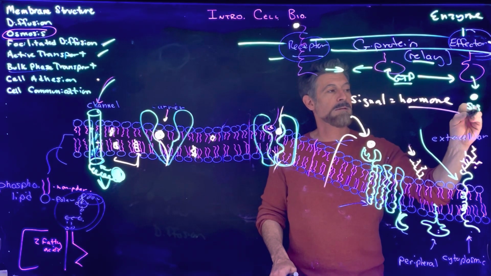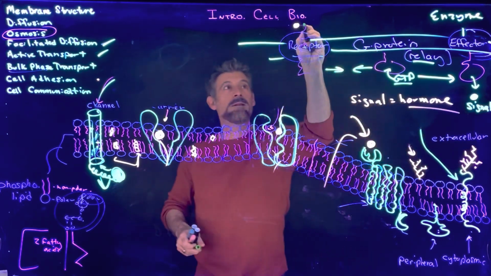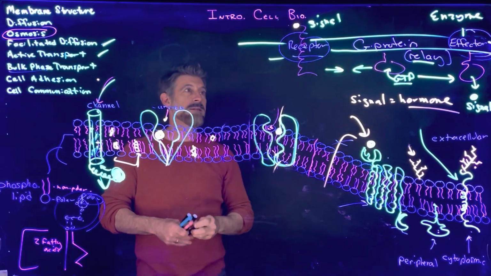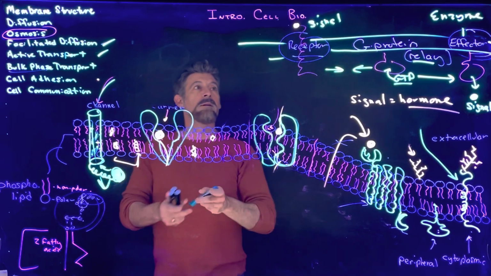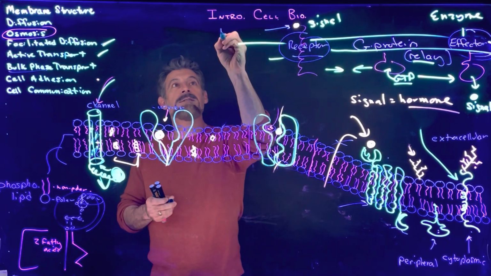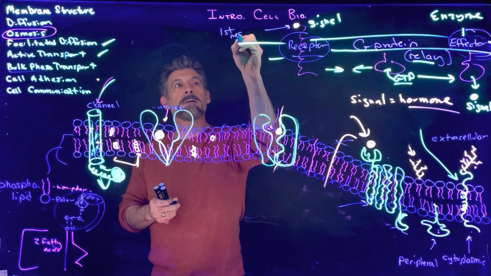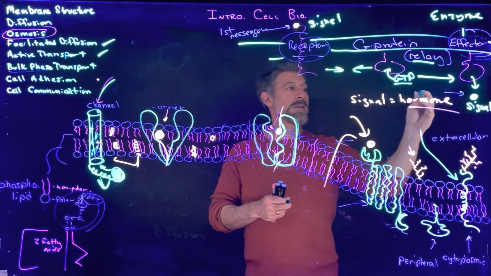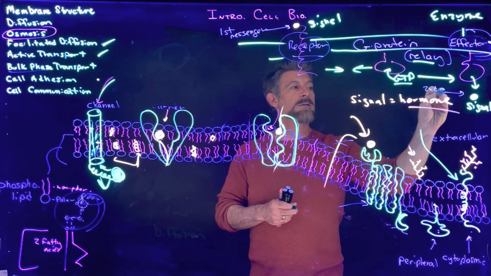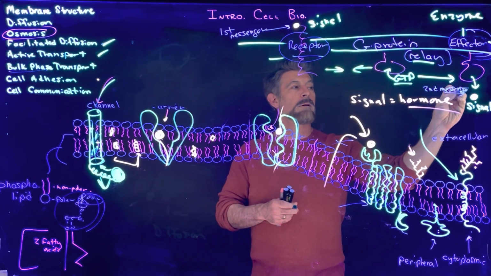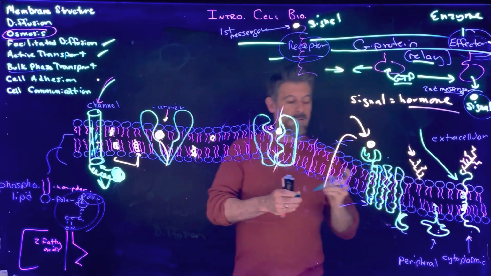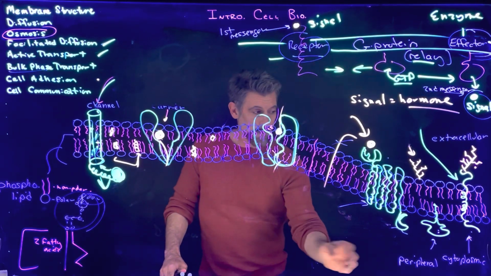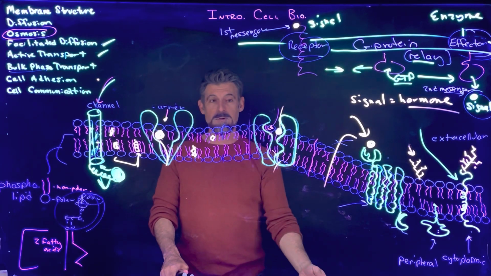So that's another signal. You have a signal outside the cell, and that's different from the signal inside the cell. This one can be referred to as a first messenger. This one, since it's inside the cell, is referred to as a second messenger. And then that second messenger signal will bind to another protein somewhere in the cytoplasm and carry out some sort of job in the cell.